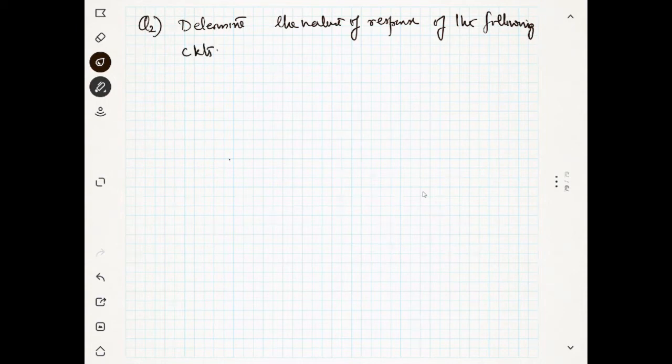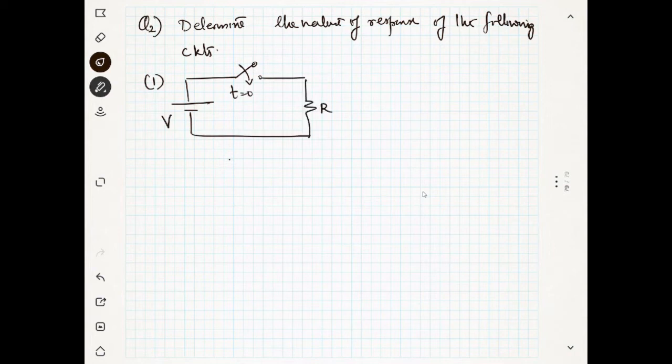Don't forget this concept. This is a very fundamental concept. So now we are going to find the response of different circuits. Let us assume that we have a voltage source V and a switch which is closing at time t equal to 0, and this is your R. What will be the current? That's my question: I of t.